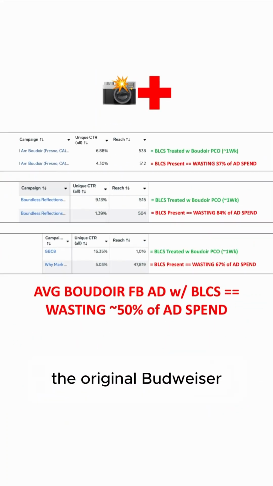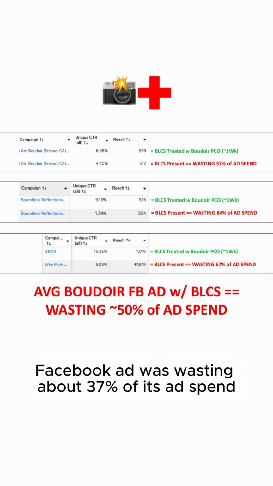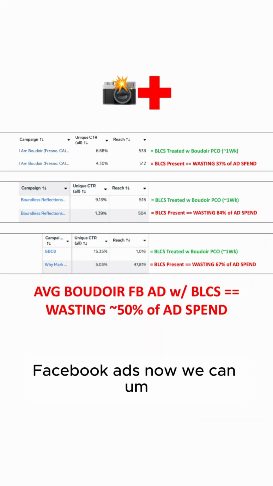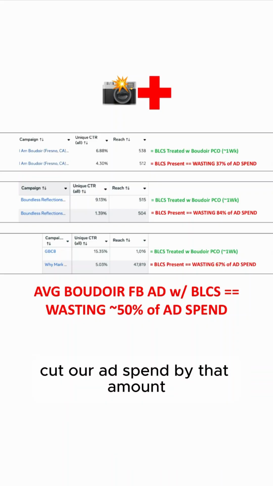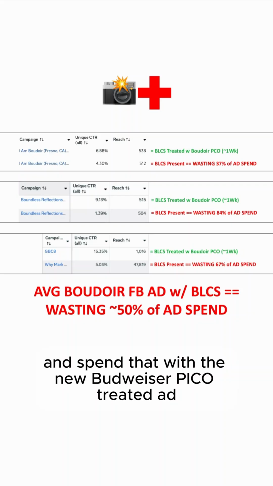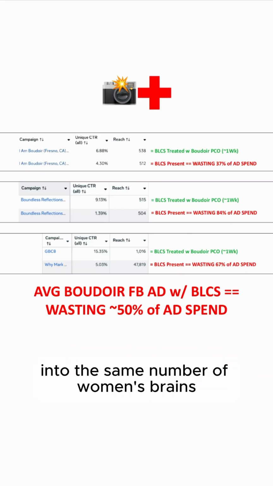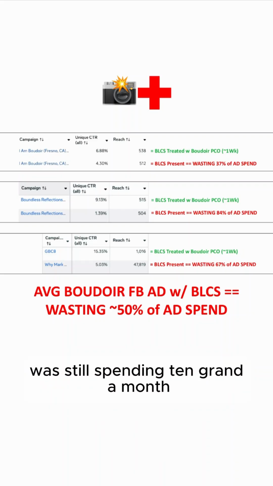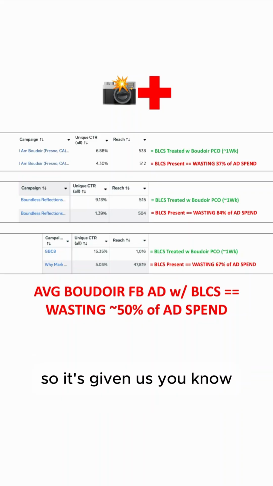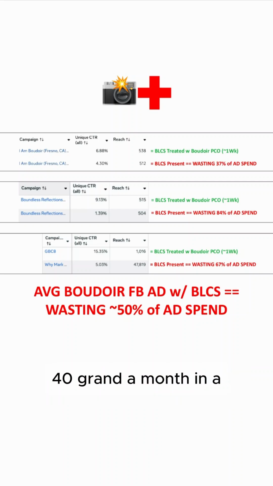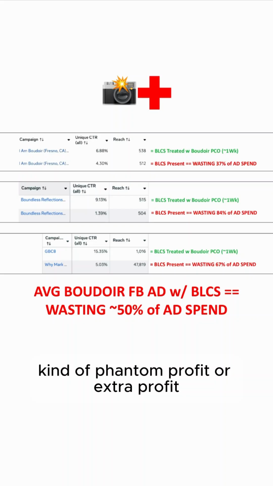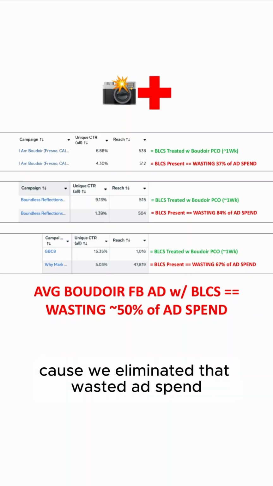So we found out the original Boudoir Facebook ad was wasting about 37% of its ad spend. If they're spending 10 grand a month on Boudoir Facebook ads, basically 3,700 bucks a month was being wasted on that original ad. So what we can do is cut our ad spend by that amount, pocket it, only spend 6,300 bucks a month, and spend that with the new Boudoir Pico treated ad. We're able to get our ad into the same number of women's brains as if the original was still spending 10 grand a month. So it's given us 3,700 bucks a month times 12, which is like 40 grand a year in phantom profit, or extra profit, because we eliminated that wasted ad spend.